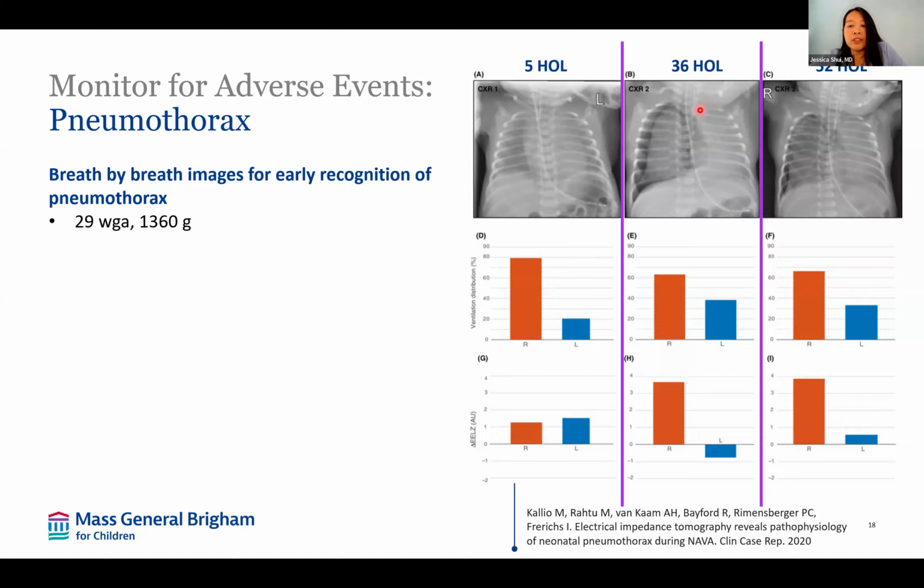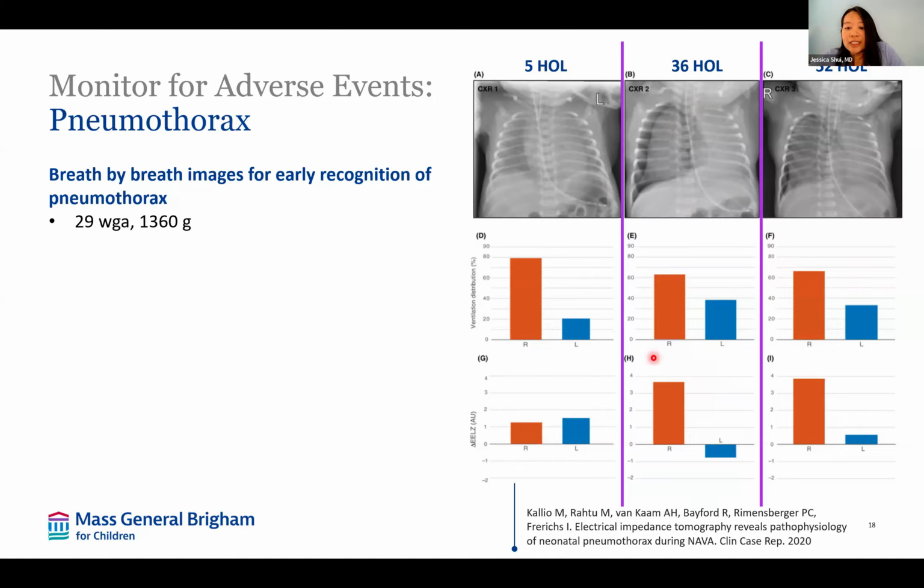And then at 36 hours of life, the baby was having desaturations. They gave more surfactant. It seemed to get better transiently, but then was still having desaturations. They got an X-ray and saw that there's actually a tension pneumothorax here. But it's important to pay attention, because on EIT, air on the right side of the chest is not going to distinguish whether it's in the lung or outside the lung.